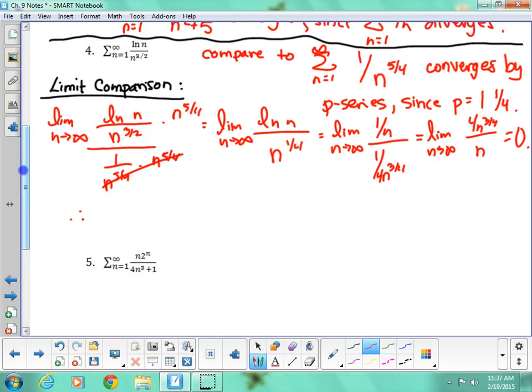n to the 1/2, but n to the 1/2 diverges. Because remember, P series, anything between 0 and 1, I couldn't use. And n to the 3/2 canceled out, so it looked like the limit was infinity, so I couldn't tell. Therefore, the series converges. Whew.